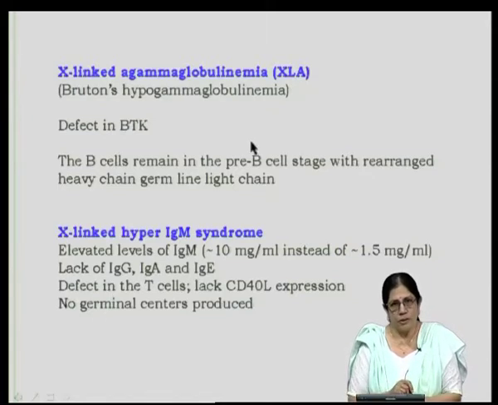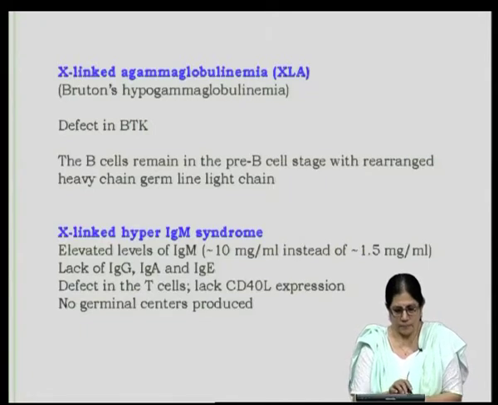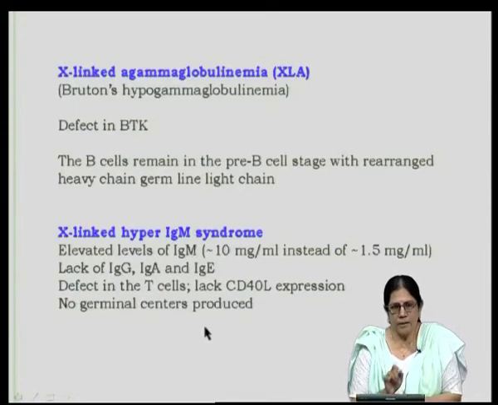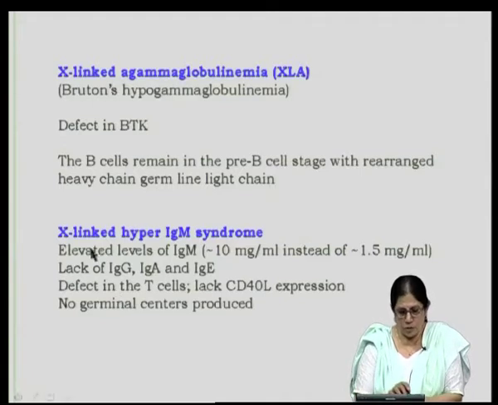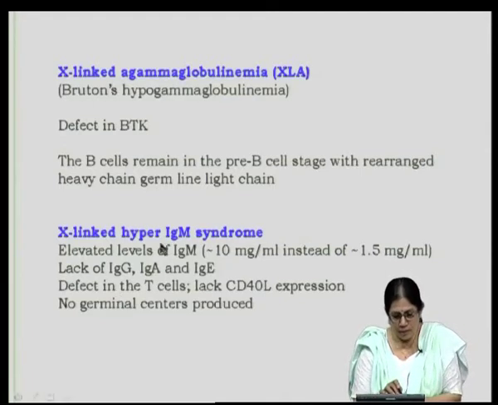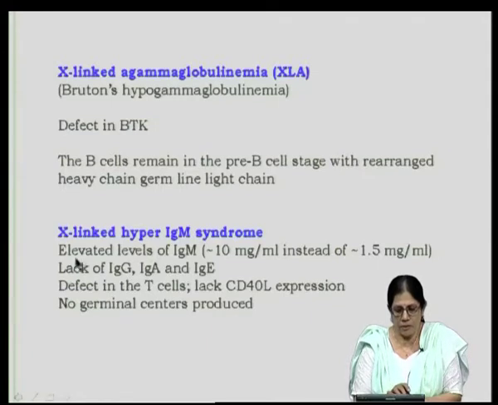Obviously, such individuals come down with severe infections. Another condition is X-linked hyper IgM syndrome. I had briefly mentioned this when I talked about the signaling, where T and B cells interact, and this interaction is necessary for both T cells as well as B cells.